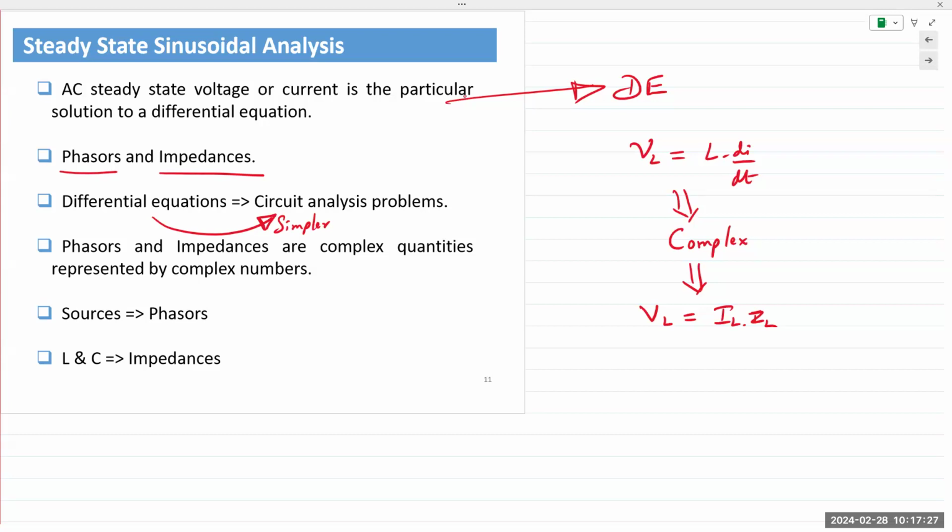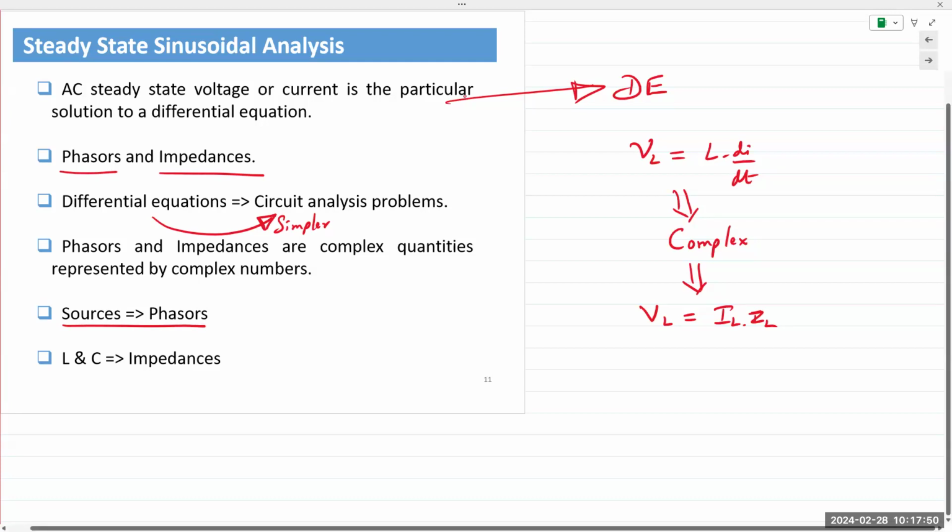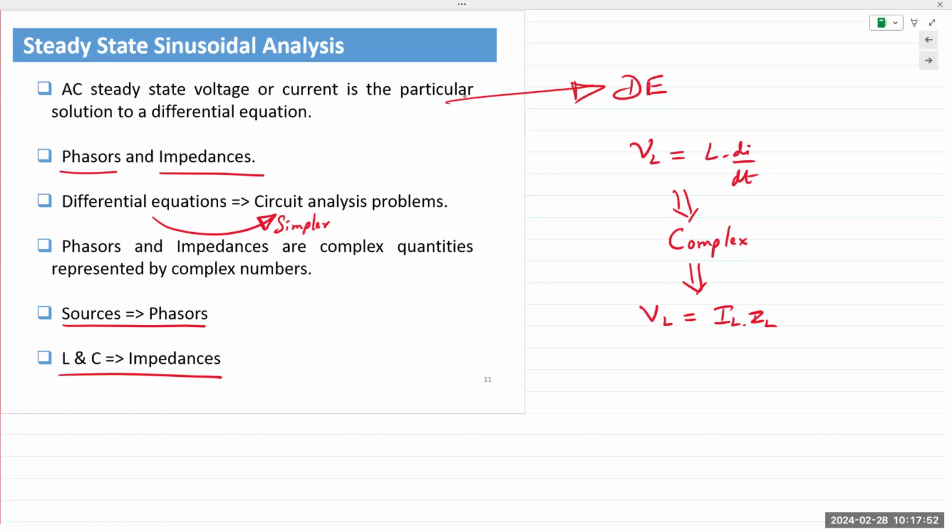So again, phasors and impedances are complex quantities represented by complex numbers. These phasors, unlike the ones from Star Trek, are not going to stun or kill you, but they will scramble your brains a little bit. Sources are represented with phasors. Inductors and capacitors are represented as impedances. So let's look at both. First, we'll look at phasors, then we'll look at impedances.